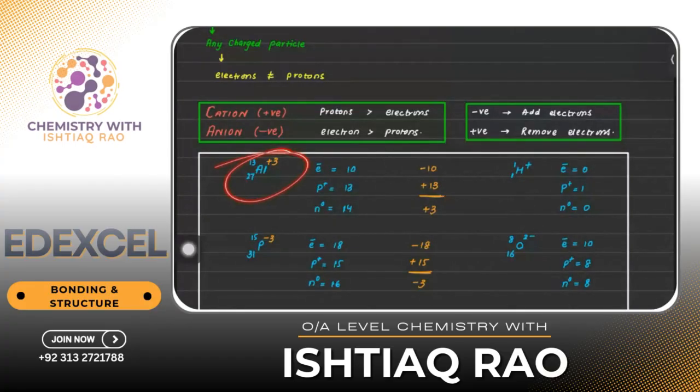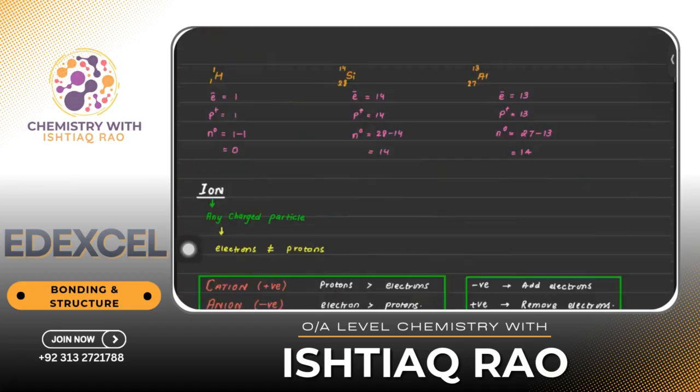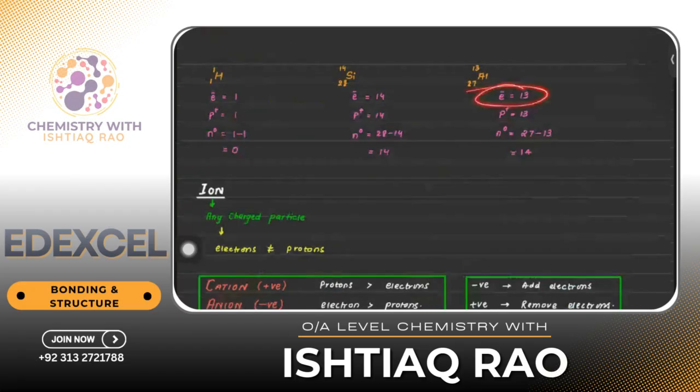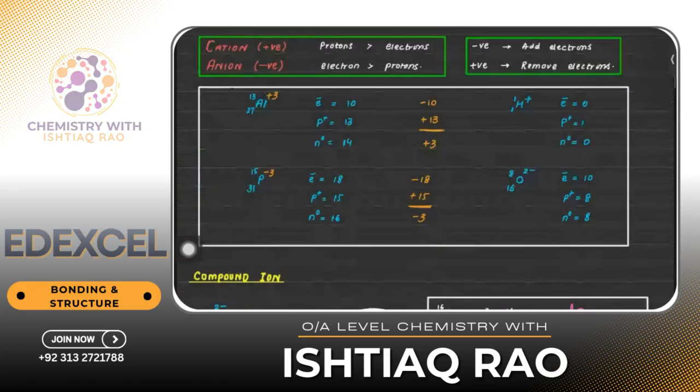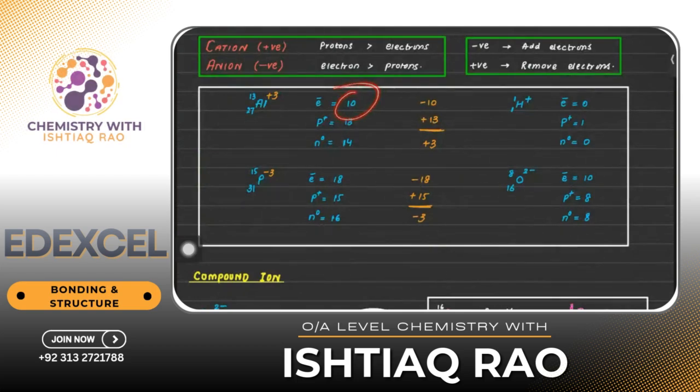Let's say I have aluminium plus 3. Remember, everything would be the same, but only the number of electrons would be different. In normal aluminium, I had 13 electrons, but in Al3+, I would have 10 electrons. You know why? Because plus 3 means the loss of 3 electrons. Other things would be the same: proton would be the same, neutron would be the same, but only the number of electrons would be different. So positive means you have to subtract electrons and negative means you have to add electrons.